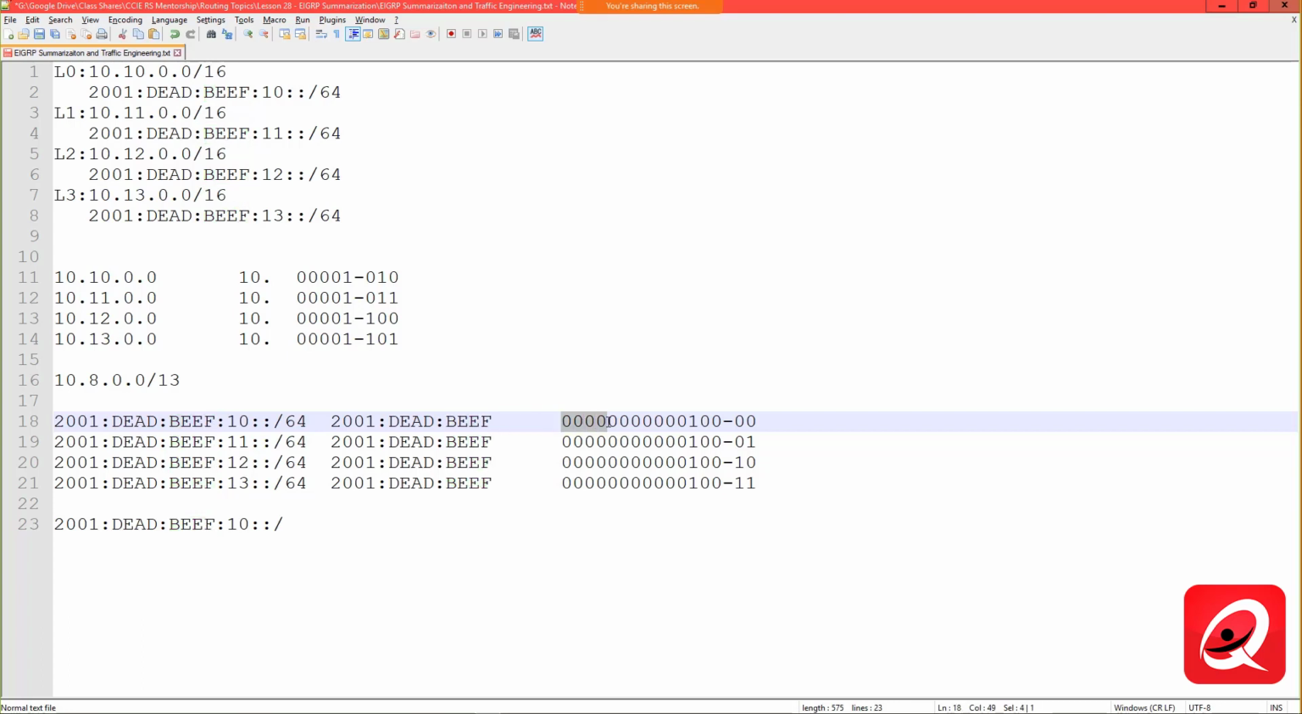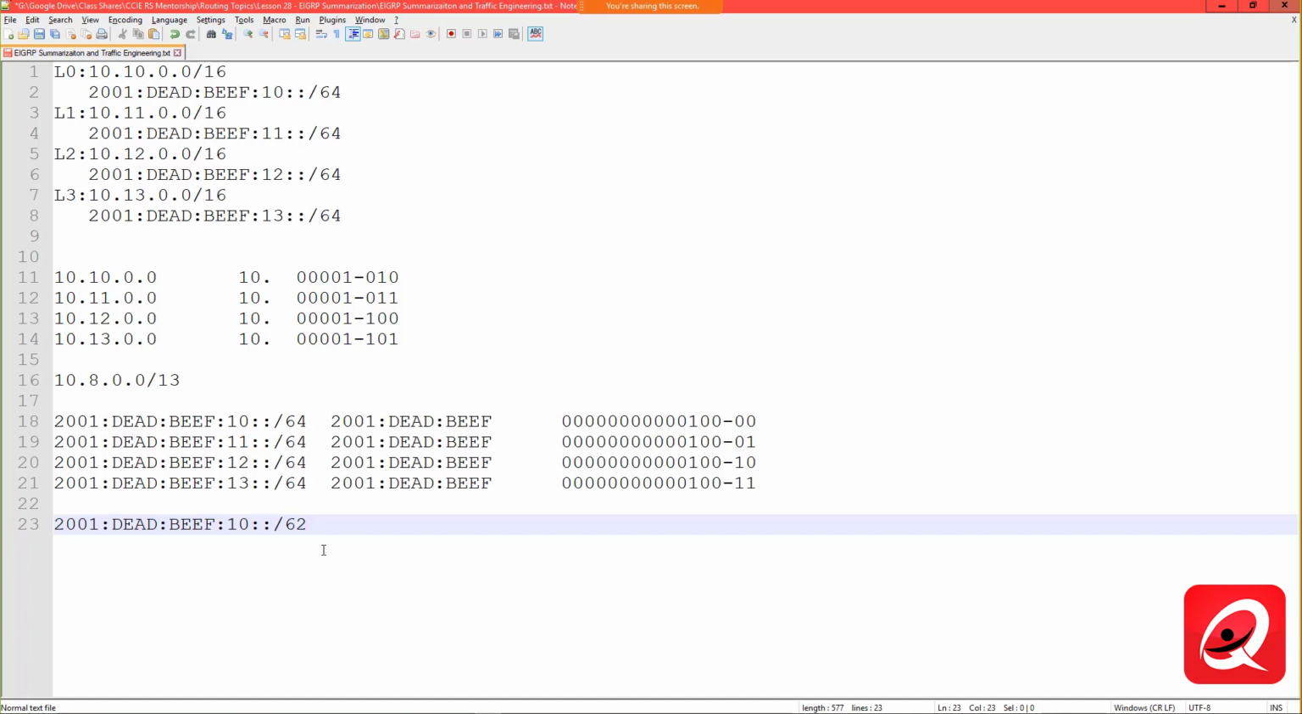49, 50, 51, 52, 53, 54, 55, 56, 57, 58, 59, 60, 61, 62. That would be the summary that would include those networks. Of course, you could have subtracted 2 from 64 as well if you wanted to do it that way. I chose to do it the long way.